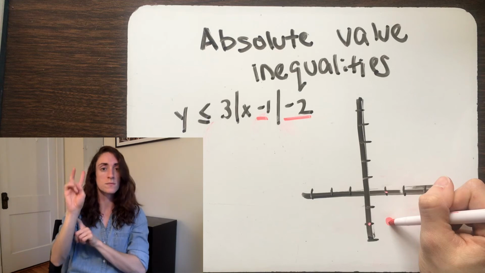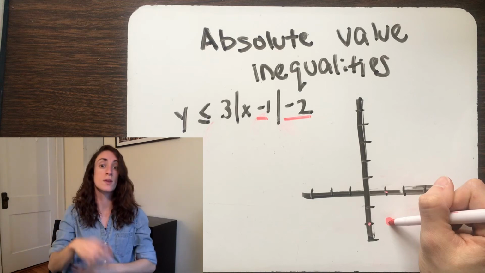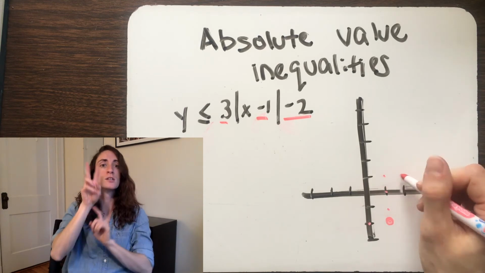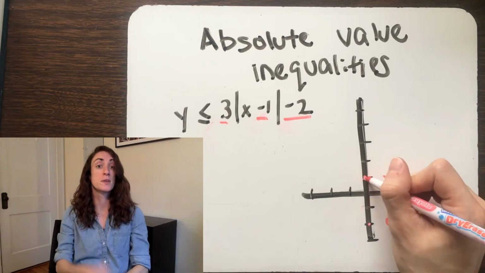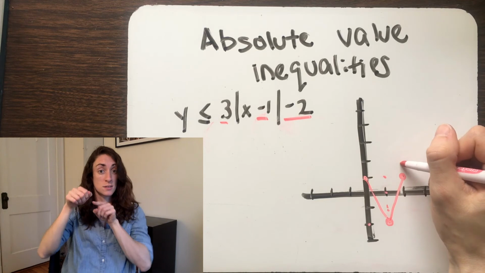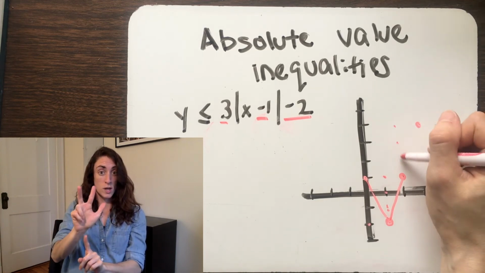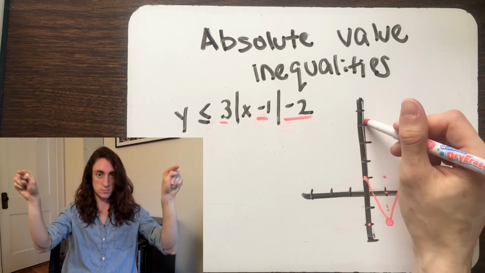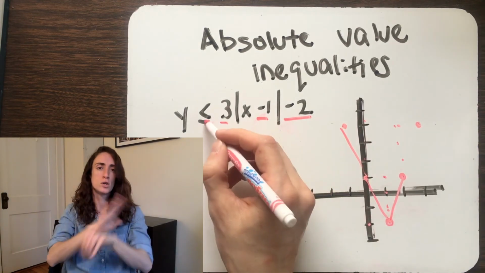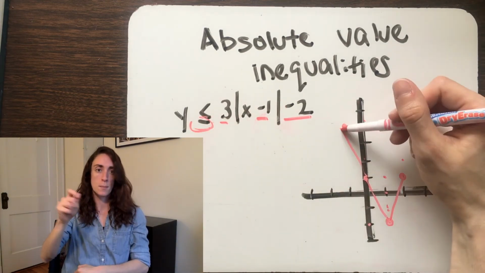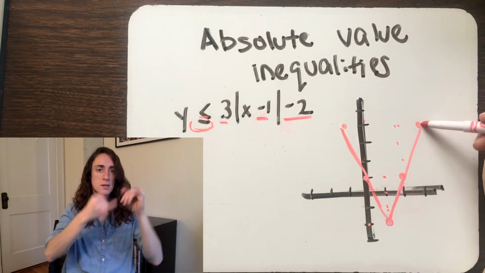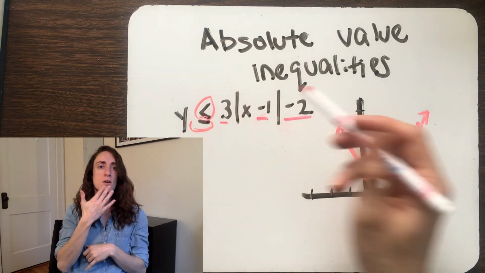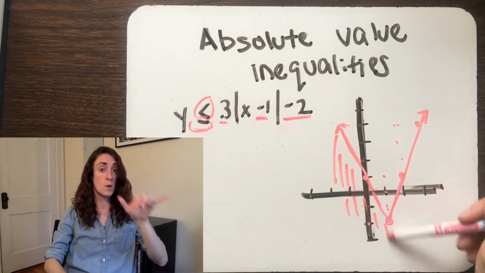Remember that an absolute value graph is in the shape of a V, either facing up or facing down. And so that coefficient of 3, because it's positive, tells us that the V will be facing up. And it tells us that the slope of each of the legs will be 3 units up and 1 unit over. So we can sketch in some more points using that. And then we'll draw a solid line because we've got that less than or equal to symbol. And then because we have y is less than or equal to the expression, we're going to color in below the boundary line.